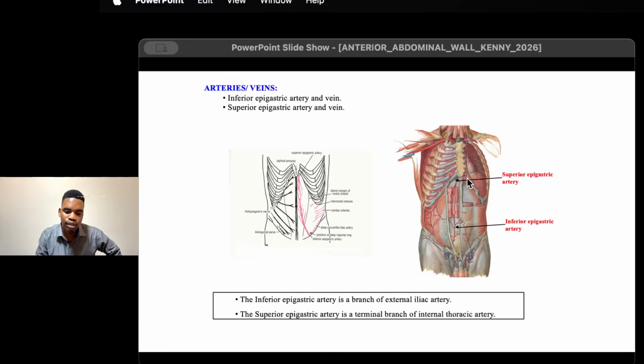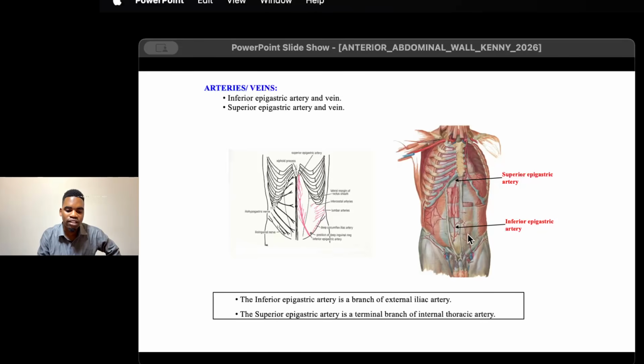We have the superior epigastric artery and the inferior epigastric artery. The superior epigastric artery comes as one of the terminal branches of the internal thoracic artery. Remember, the internal thoracic artery terminates by forming two terminal branches, the superior epigastric artery and the musculophrenic artery. But the inferior epigastric artery comes from the external iliac artery, and it's going to supply this region.